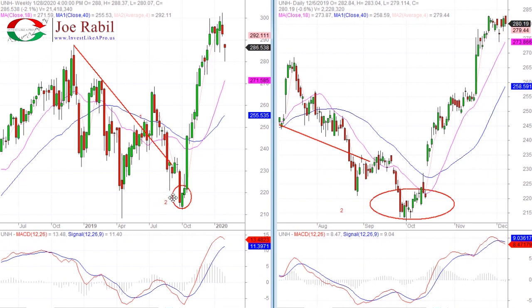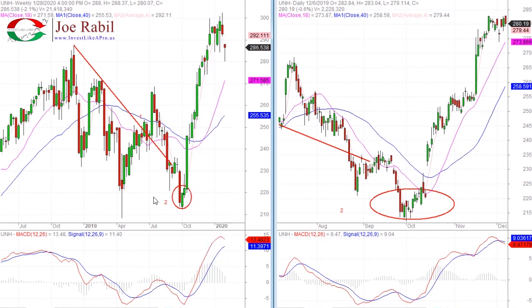Now, 3 is breaking out above this peak. That would be the change in trend on a weekly chart. I don't want to wait for a move all the way up to 270 after it made a low at 215-ish, all the way up to 270 to get a buy signal. So I'm going to go down.